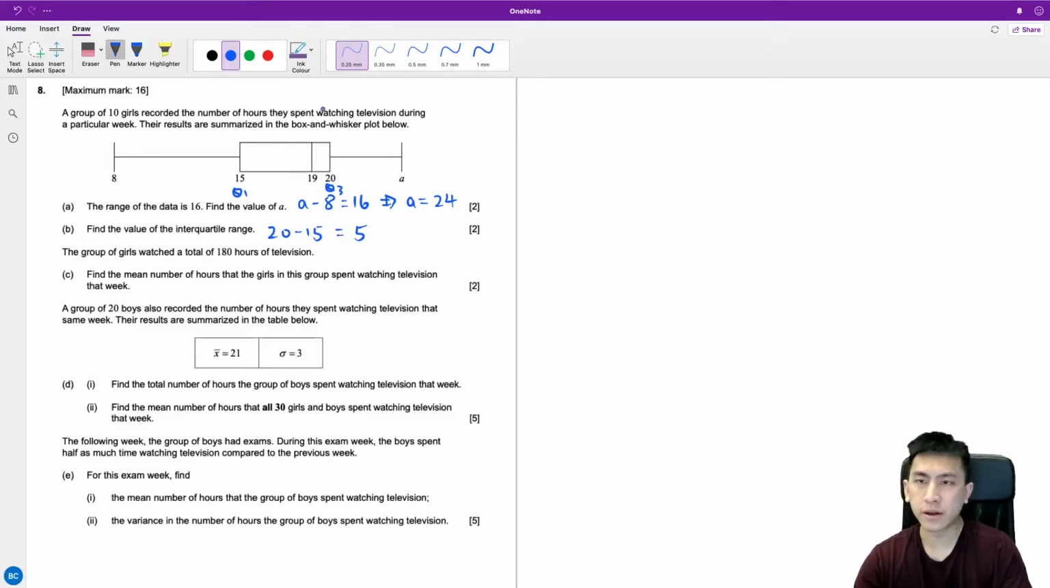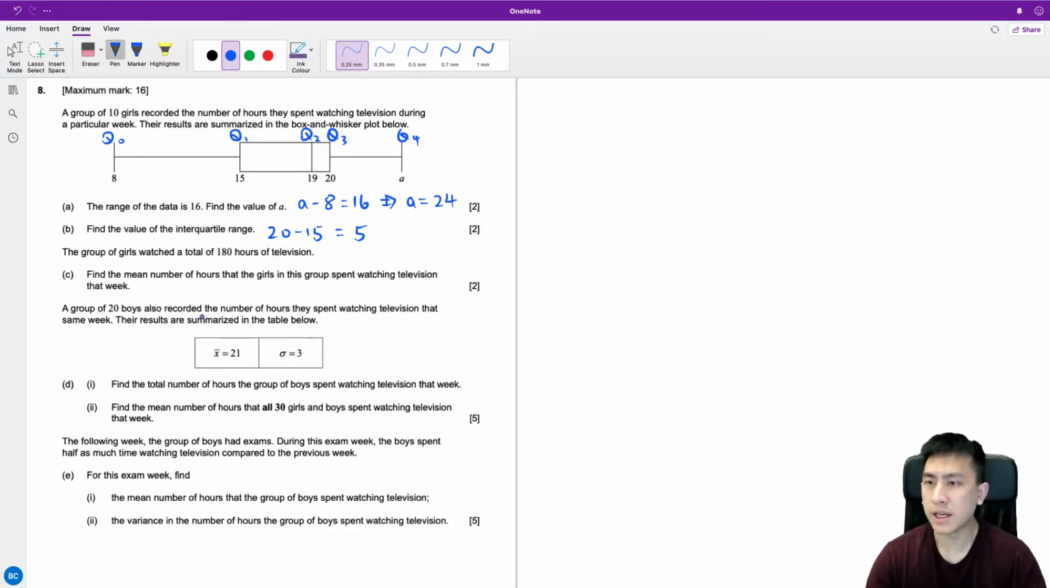If you really want to be rigorous about it, technically, let me just draw it here. Technically, this is your Q0, where you start. That's Q1. That's Q2, which is the median, and Q3, and that's Q4, which is the 100th percentile, right? Now, part C, the group of girls watched a total of 180 hours of television.